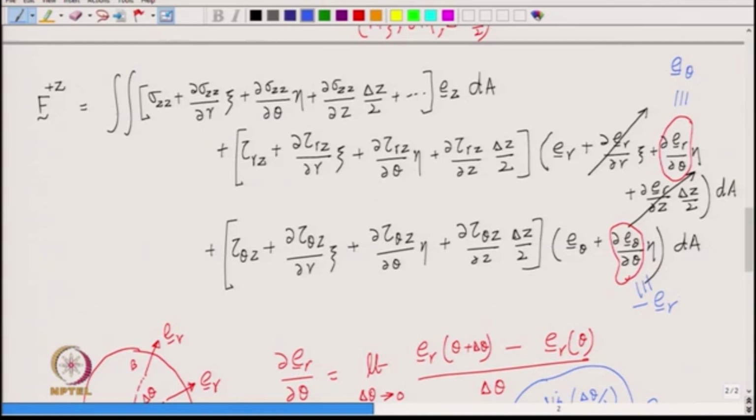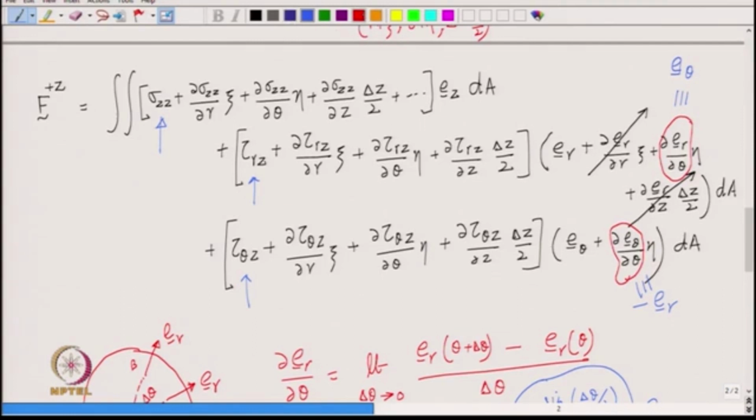Let us think about what is now going to happen. What all are going to survive from this term over here. So, the first term is sigma z z, it is a constant, right. The first term, it is a constant everywhere. So, sigma z z comes out of the integral and then integral of d a. So, that gives you the area of the face, right.